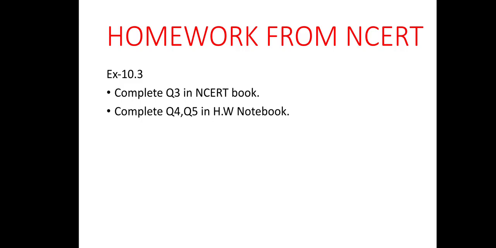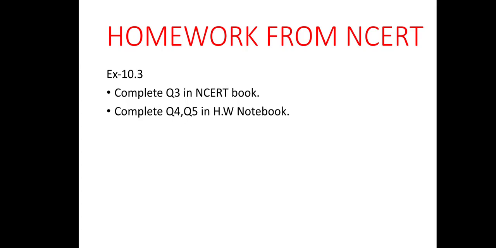In the same way, a prism whose base and top are congruent rectangles and lateral faces are rectangles is called a rectangular prism. It is also a cuboid. And then we have studied about hexagonal prism. A prism whose base and top are congruent hexagons and lateral faces are rectangles is called a hexagonal prism.